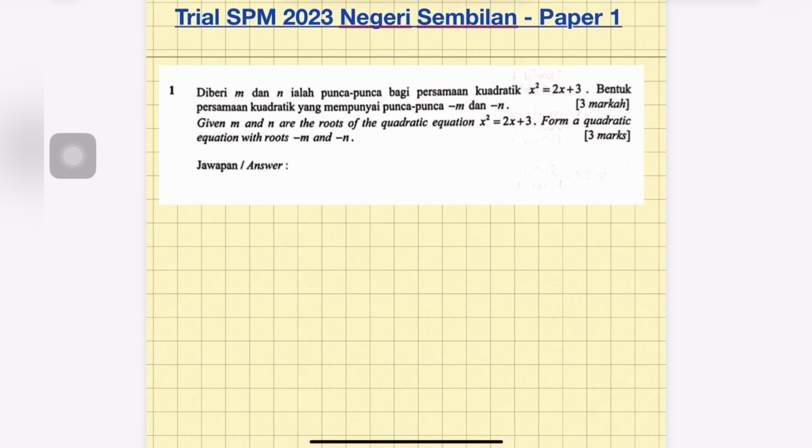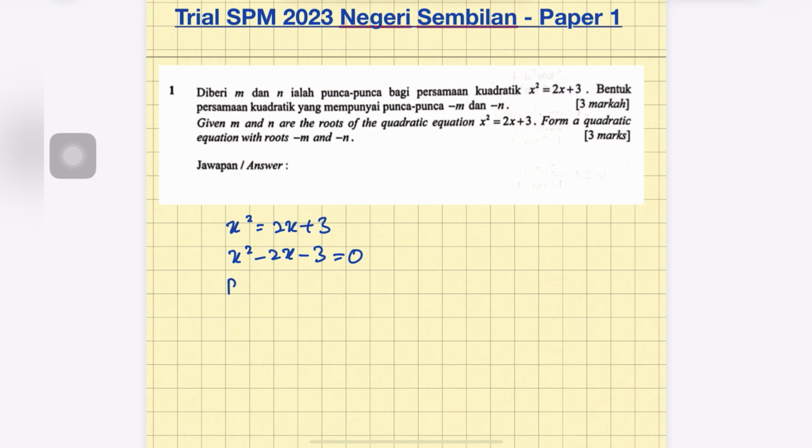Question number 1, given m and n are the roots of the quadratic equation x squared equals 2x plus 3. Form a quadratic equation with roots negative m and negative n. Okay, so here given the quadratic equation x squared equals 2x plus 3, we convert into general form, x squared minus 2x minus 3 equals 0.